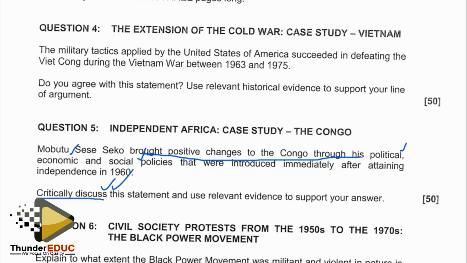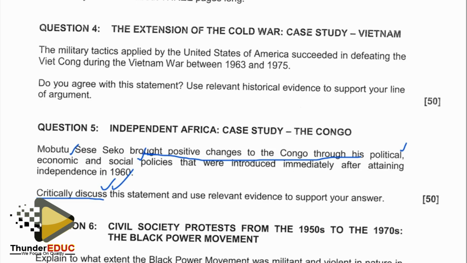If you are approving the statement, you are saying whatever was done by Mobutu when he got into power brought something positive on the politics of the country, on the economy and on the society of the people of Congo. However, it's a critical discussion. You need to note that it was not only the positive that was brought, he also brought some disastrous effects to aspects of life of people in Congo. Because it's a critical discussion, you need to provide both positive and negative evidence.